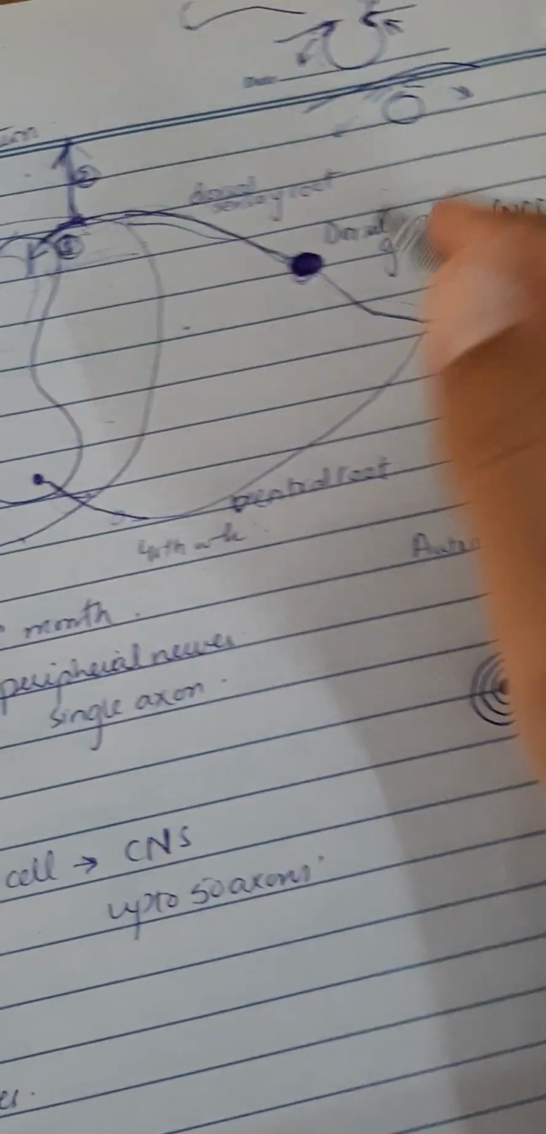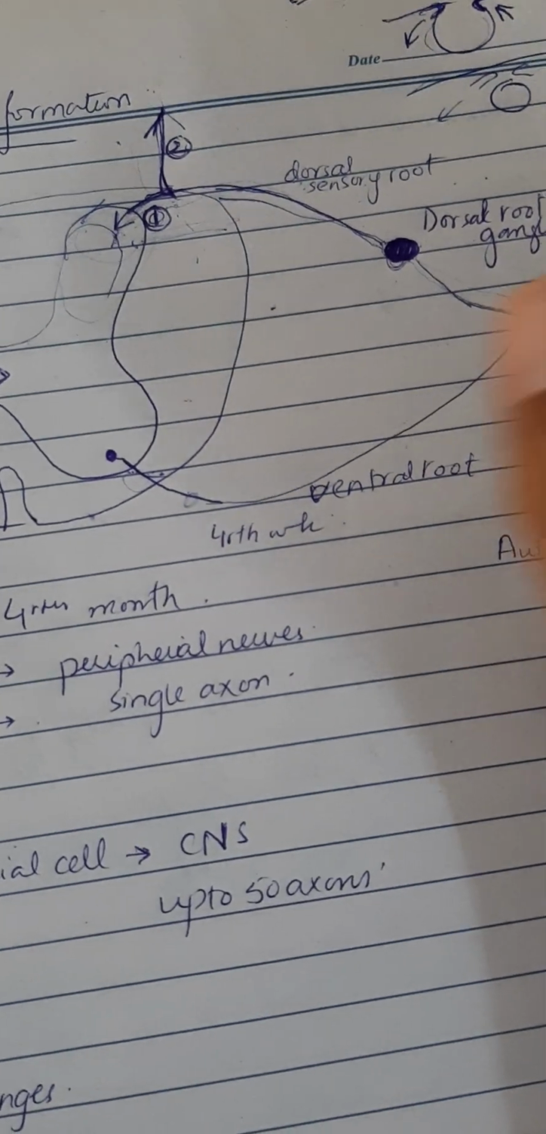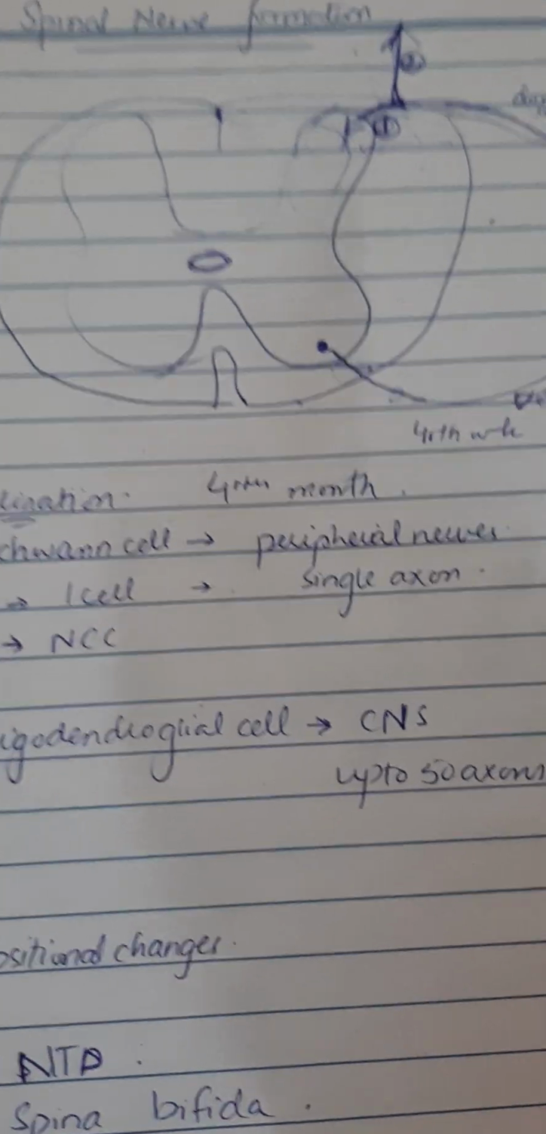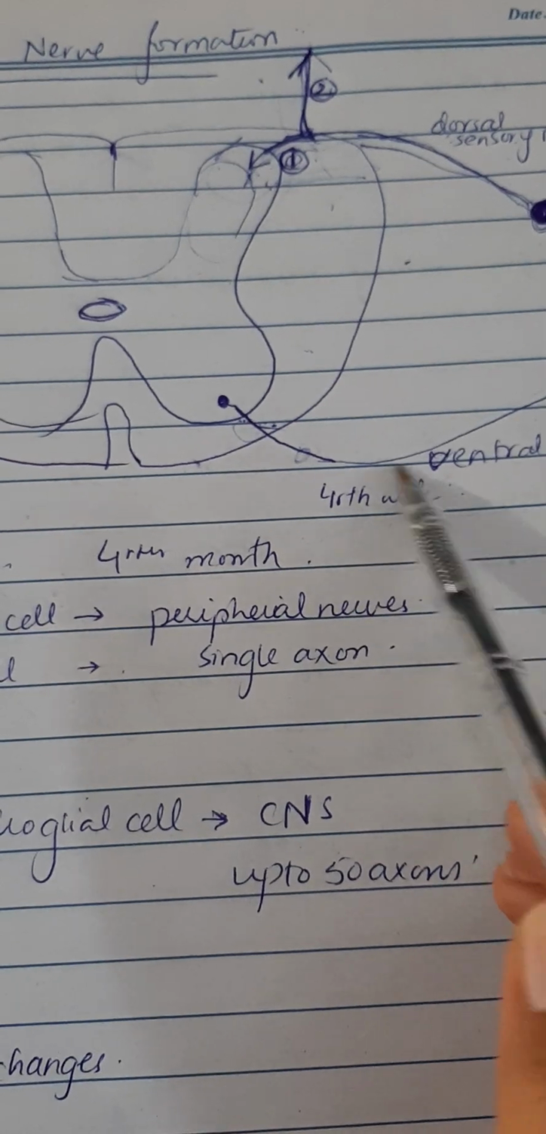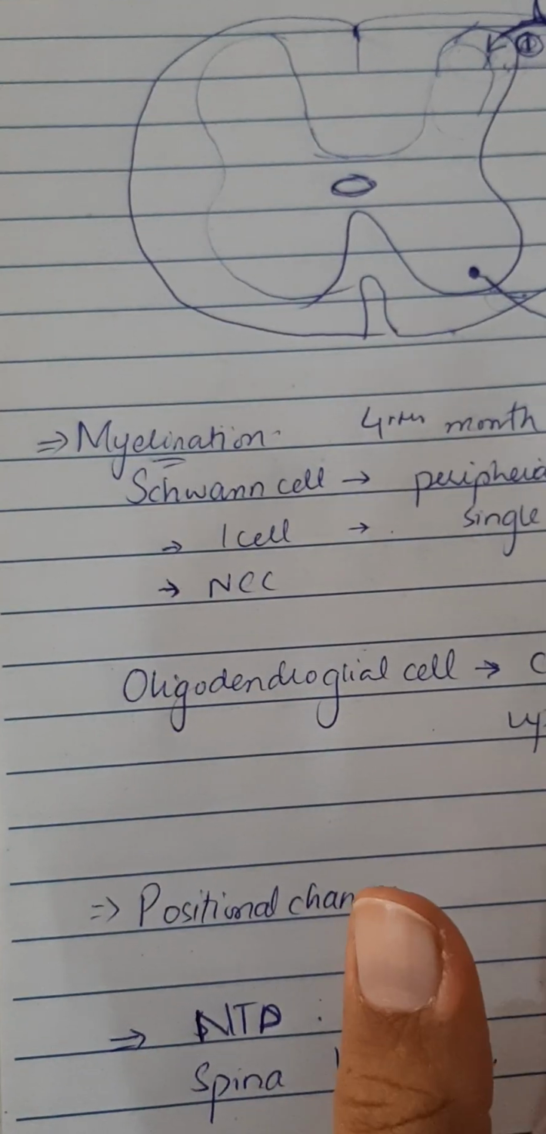Okay, so I hope this structure, the spinal cord formation, is clear to you. We are not going to go into too much detail. Now we are going to go into the detail of the myelination. Ventral motor root is actually formed during the 4th week. Just remember that. Okay, how does the myelination happen?